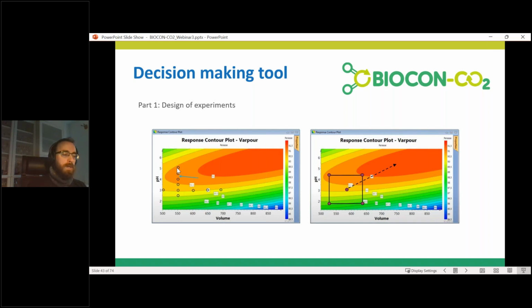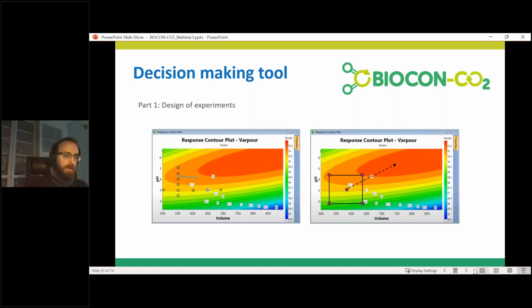However, doing it that way, we will end up working, I'm not sure if you can see my mouse, but I've got a nice blue arrow there, we'll end up working in that region where you're actually missing the sweet spot for your process.